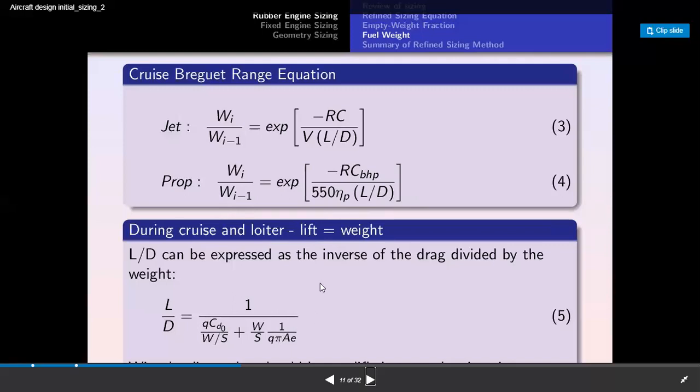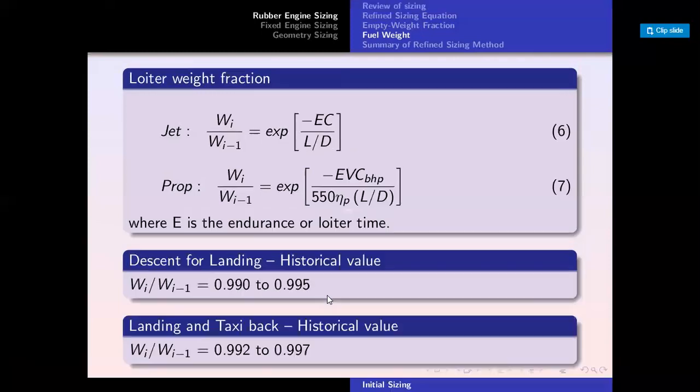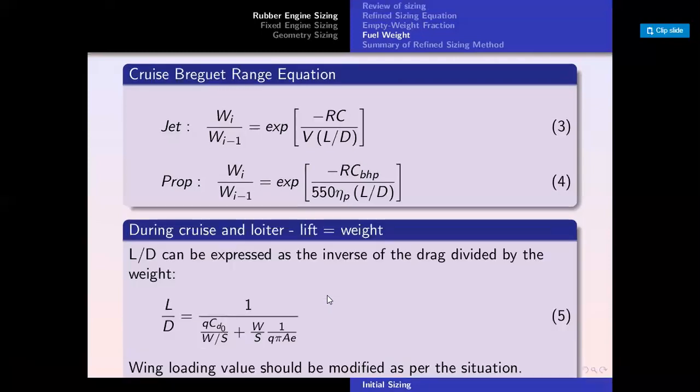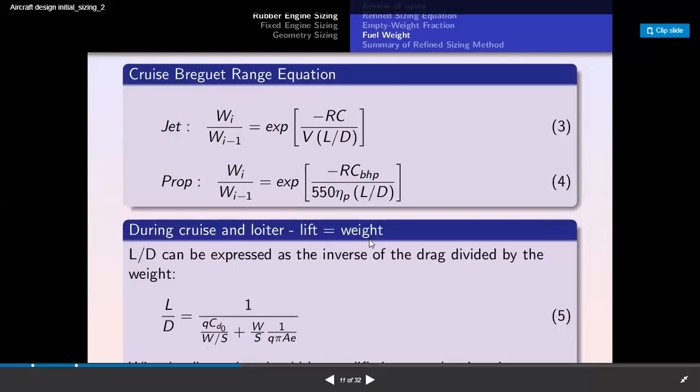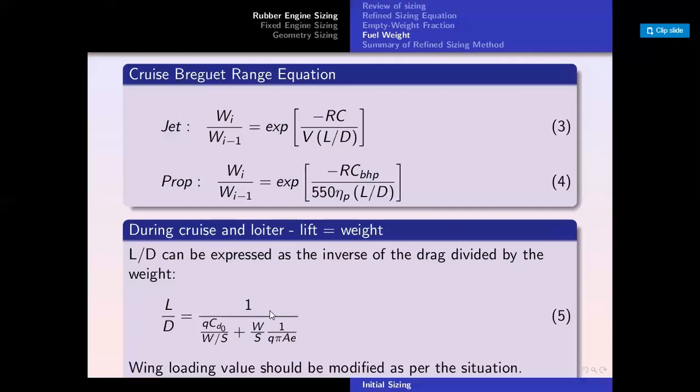So E is nothing but the Oswald efficiency here. The wing loading value should be considered. So you can see this is called the wing loading, which should be considered and modified as per the situation.